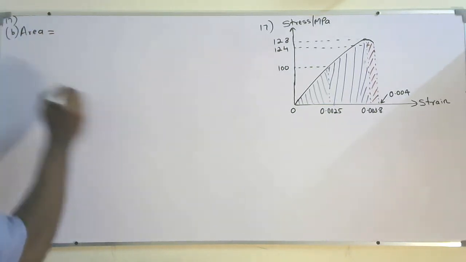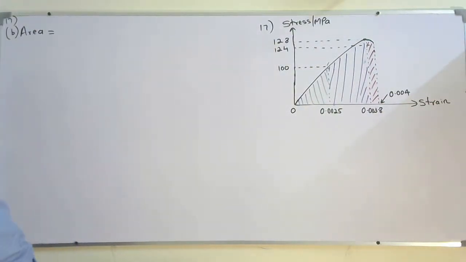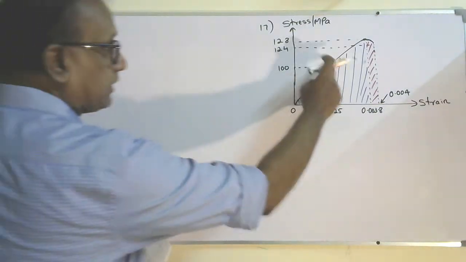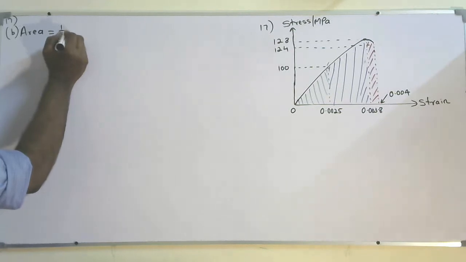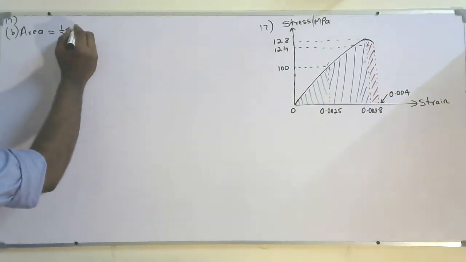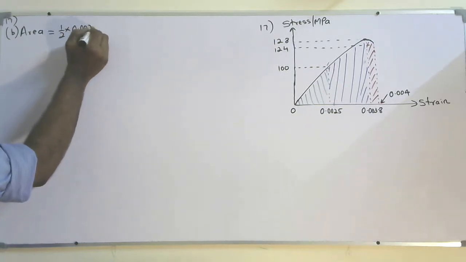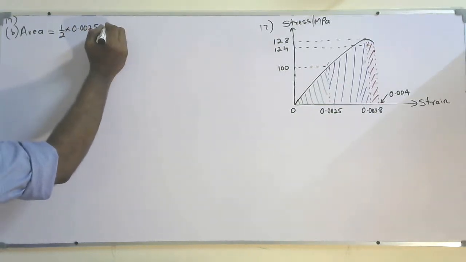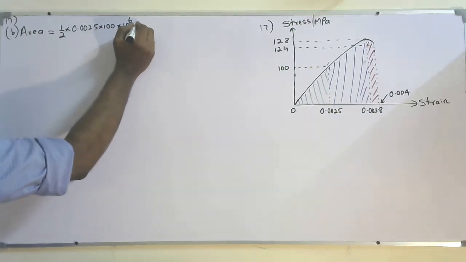So the area is equal to, first, the area of this triangle. That will be half times base times height. All the values are given, I showed it, you can read it from the graph. So that will be half times the base, which is 0.0025, times the height, which is 100 times 10 to the power 6 because it's mega.